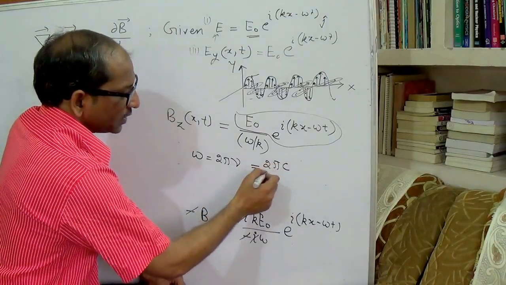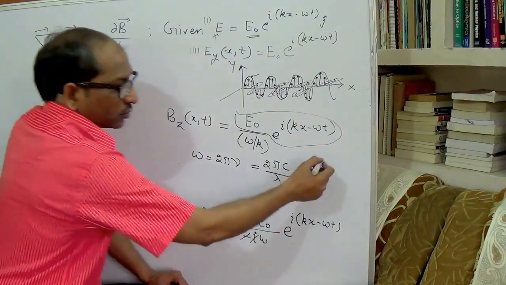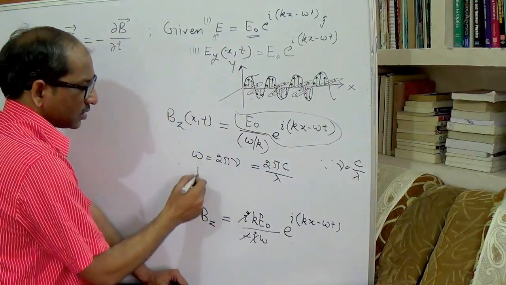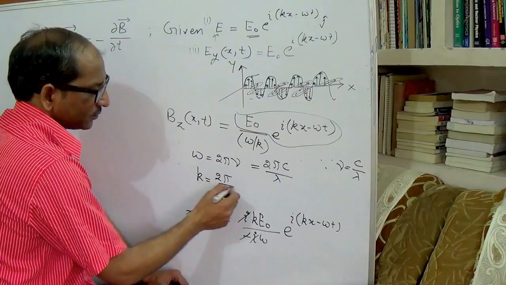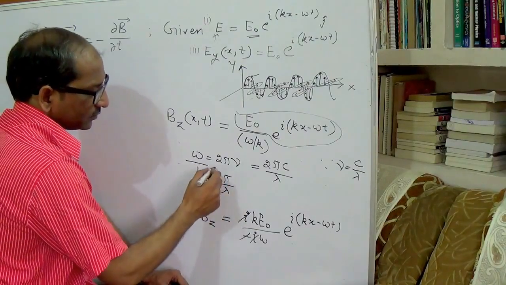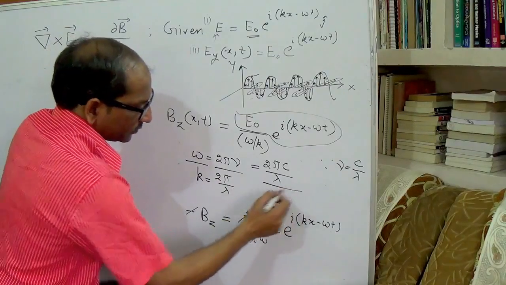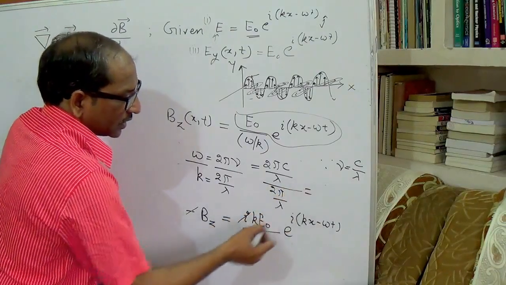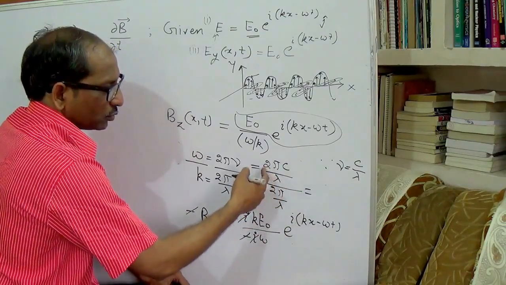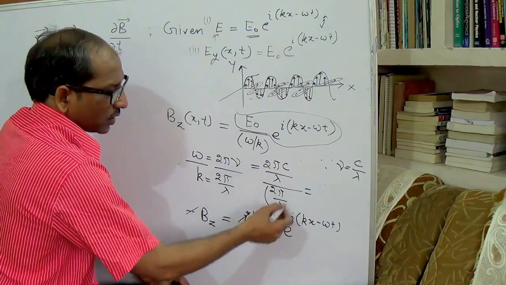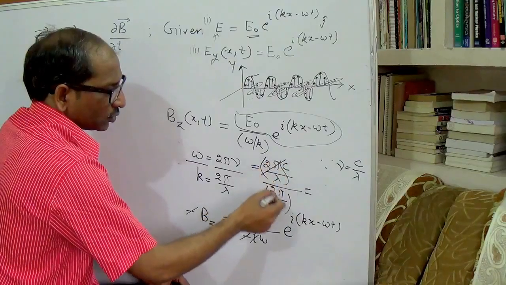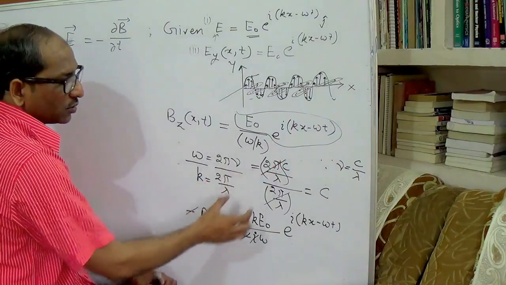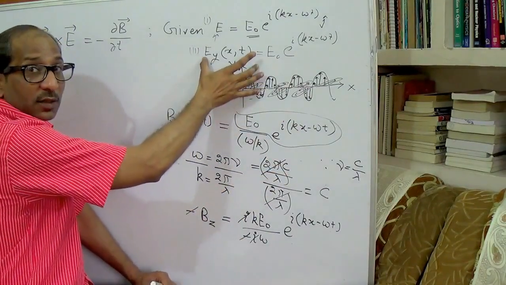So one can write 2 pi c upon lambda because nu is equal to c upon lambda, and k is the wave vector, that is 2 pi upon lambda. So omega upon k is equal to this one upon 2 pi by lambda. So when you simplify it, you will get this c, because 2 pi by lambda cancels out with this 2 pi by lambda. So here omega upon k is equal to c, and this factor is the electric field component.